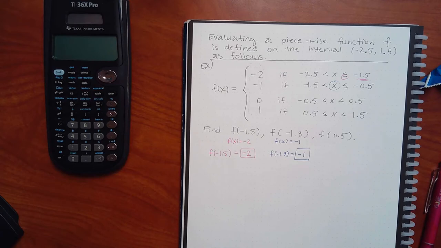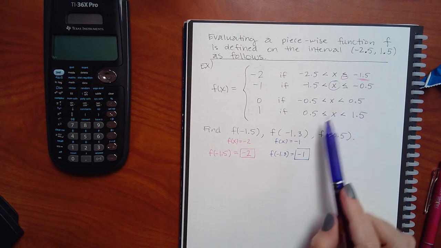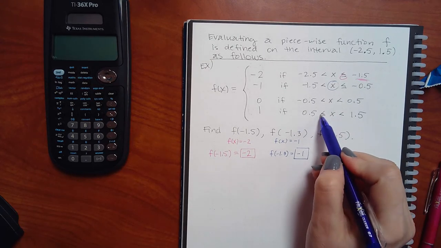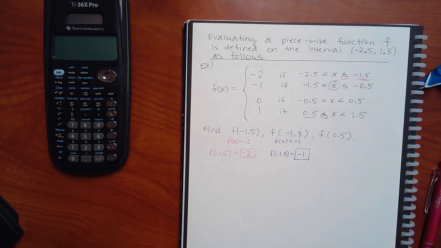Okay, one more. We're doing f of 0.5. So if the x value is 0.5, which neighborhood does it live in? Which one? It is the last one. This one includes 1, right? We don't include it. We include it with the line. Correct. Up under and include it. That one's the one that includes it.